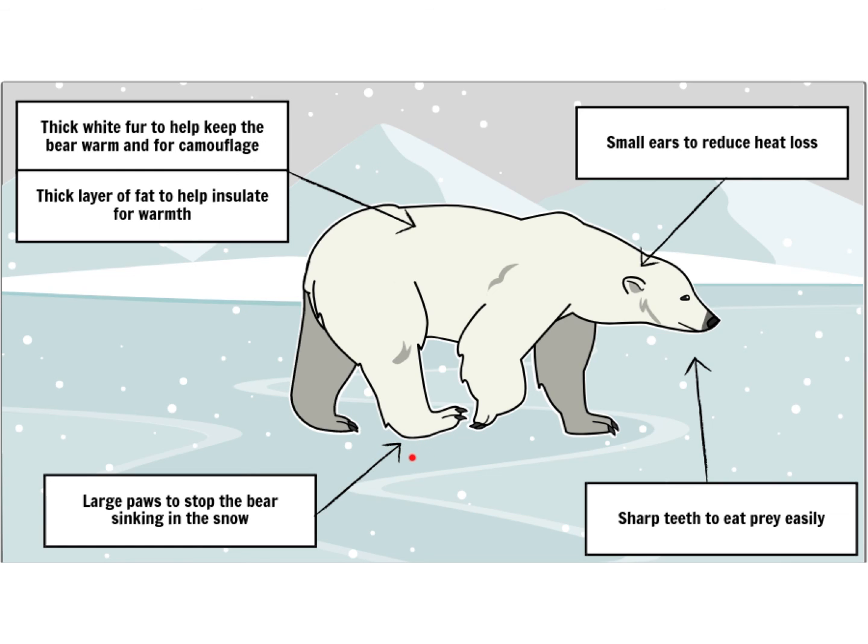Polar bears have huge paws. Think of them almost like their personal snowshoes, so it helps prevent them from sinking in the snow. They have tiny little ears that help reduce heat loss, and then they have super sharp teeth to help eat prey more easily.